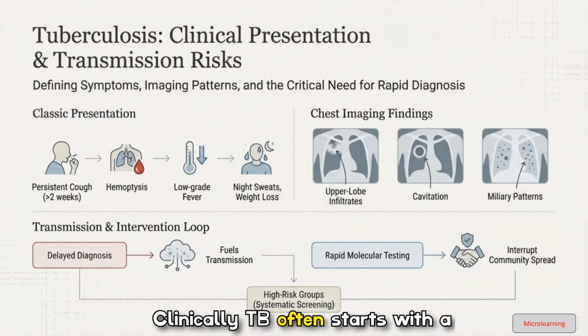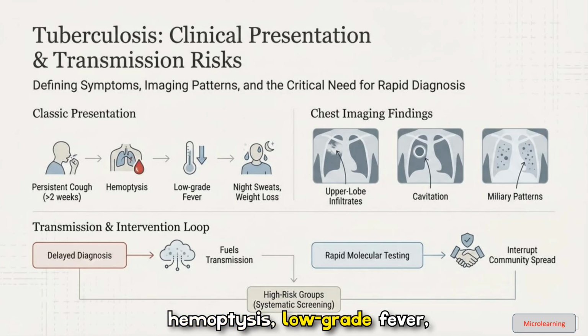Clinically, TB often starts with a persistent cough, sometimes hemoptysis, low-grade fever, night sweats, and weight loss, and chest imaging may show upper lobe infiltrates, cavitation, or miliary patterns. The slide also shows the transmission and intervention loop. Delayed diagnosis fuels spread, while rapid molecular testing and targeted screening of high-risk groups can interrupt community transmission.